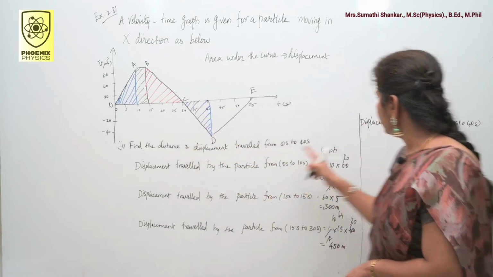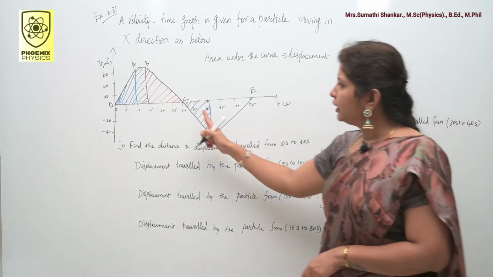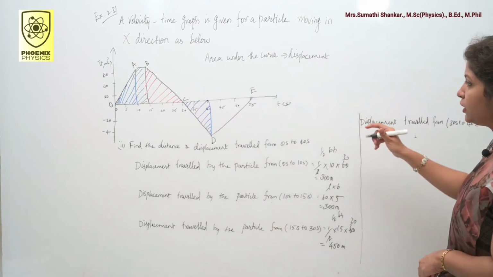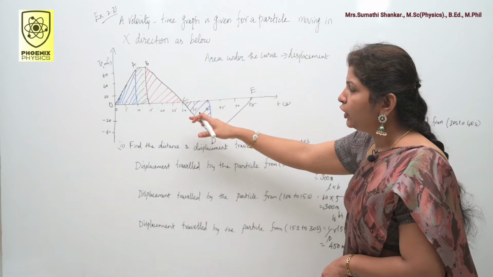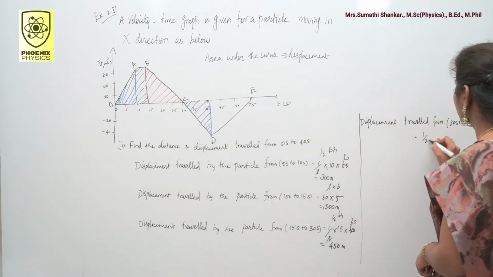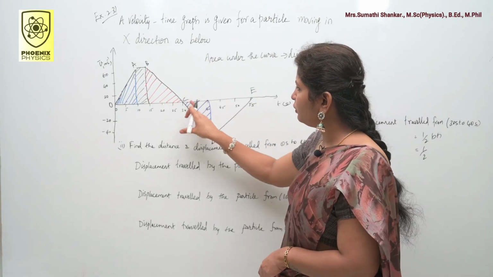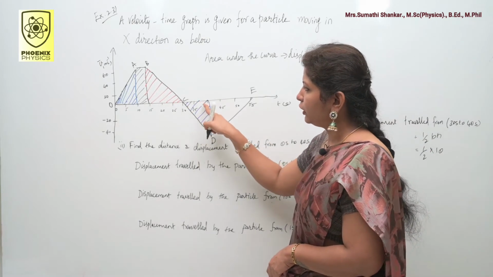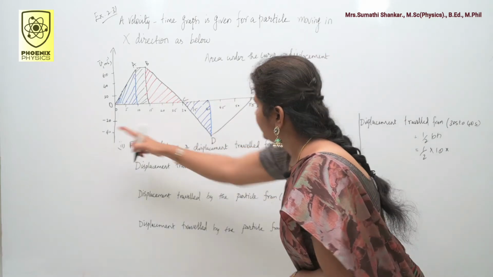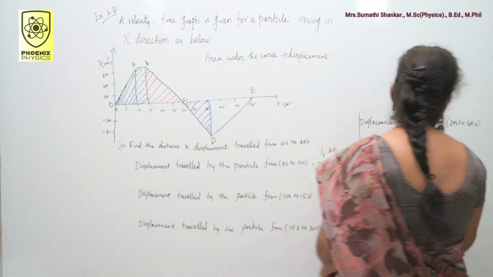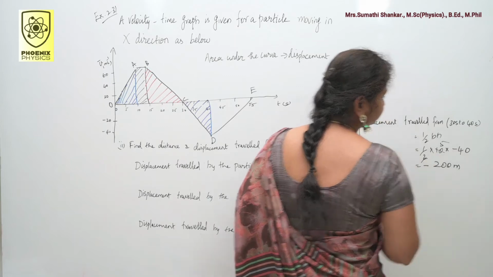Okay. So final one, displacement travelled from 30 second to 40 second. Here this area is in the negative x direction. The area is similar to one triangle. You know the formula, area of the triangle is half BH. Half into base, 30 to 40, so 5 plus 5, 10, into H which is 40. That is minus 40. Your answer is minus 200 meter.